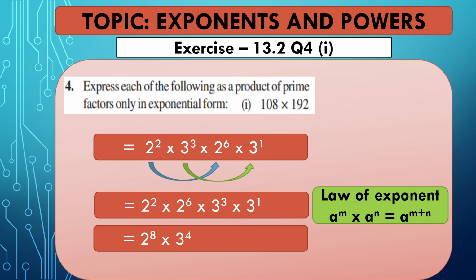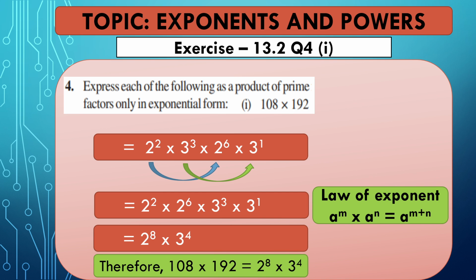Coming to the next combination, 3 power 3 into 3 power 1. Here also apply the law. You will get 3 to the power of 3 plus 1, so it becomes 3 to the power of 4. The final answer is 2 to the power of 8 into 3 to the power of 4. 108 into 192 can be written in exponential form as 2 to the power of 8 into 3 to the power of 4.